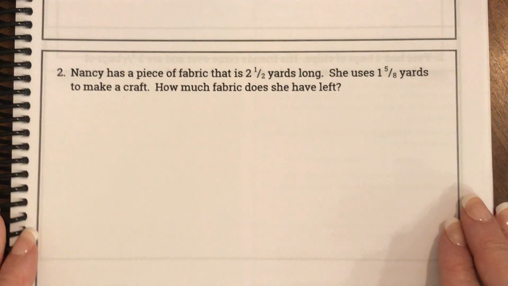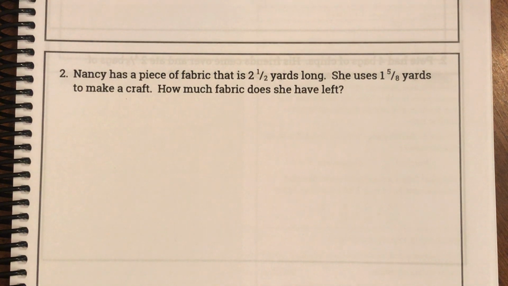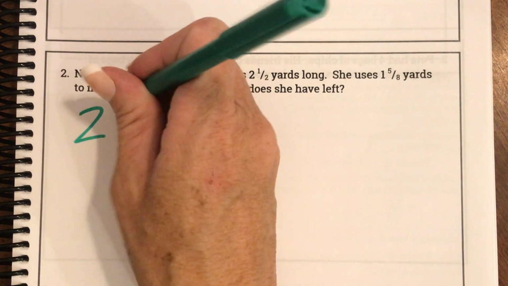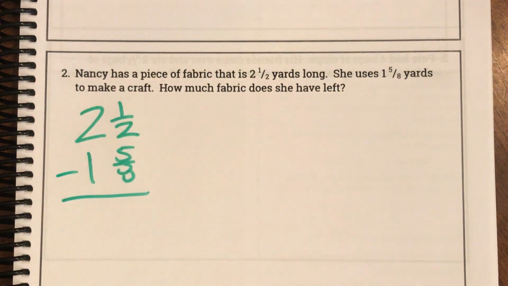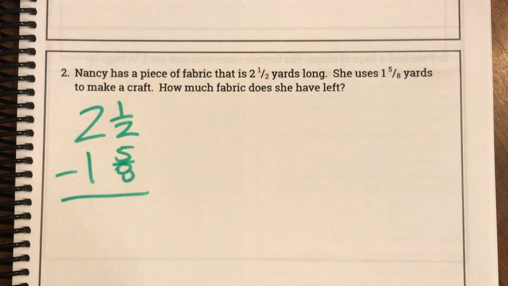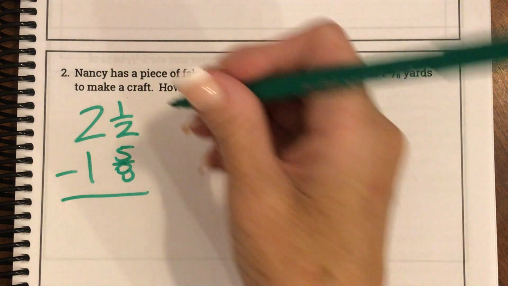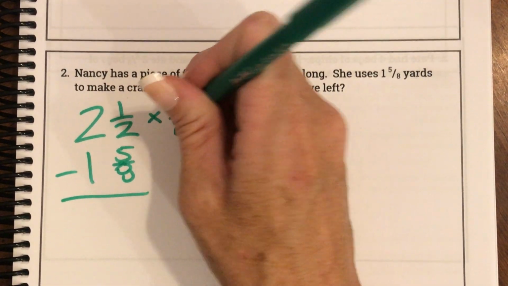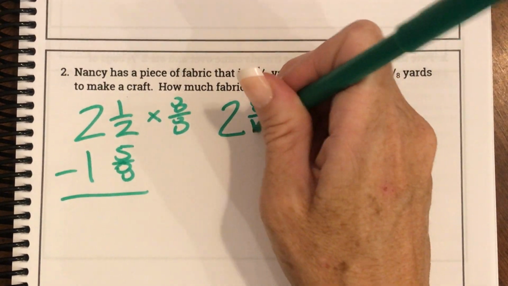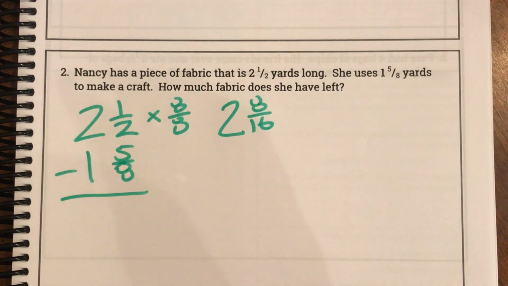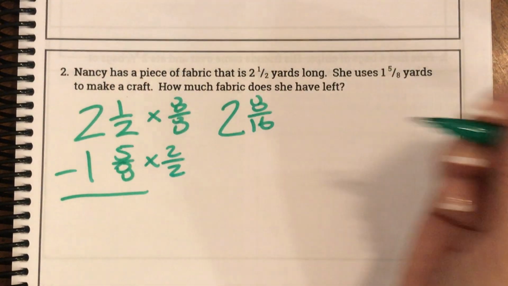Okay, let's look at our next one. Nancy has a piece of fabric that is 2 1/2 yards long. She uses 1 5/8 yards to make a craft. How much fabric does she have left? Okay, so let's set up our problem. 2 1/2 take away 1 5/8. Okay, now because this one does have fractions, we're going to be multiplying by the opposite denominator. So for the top one, we're going to multiply by 8/8. And we get 2 8/16.